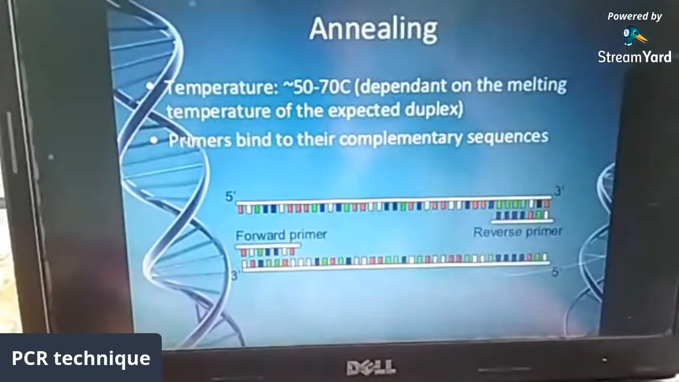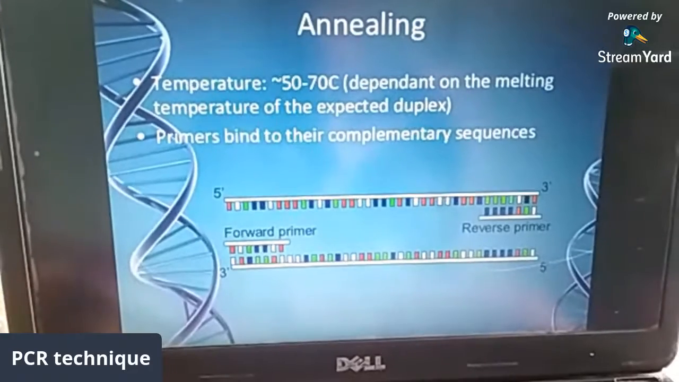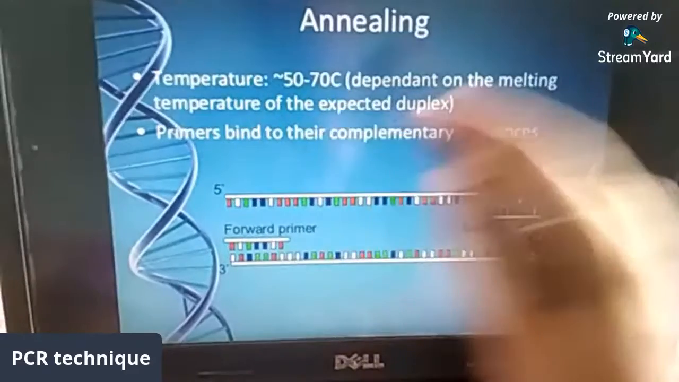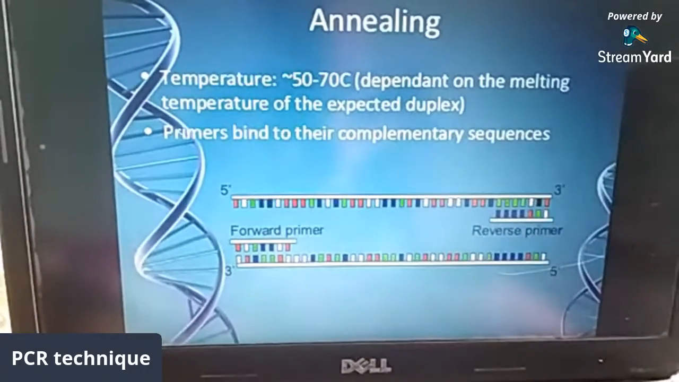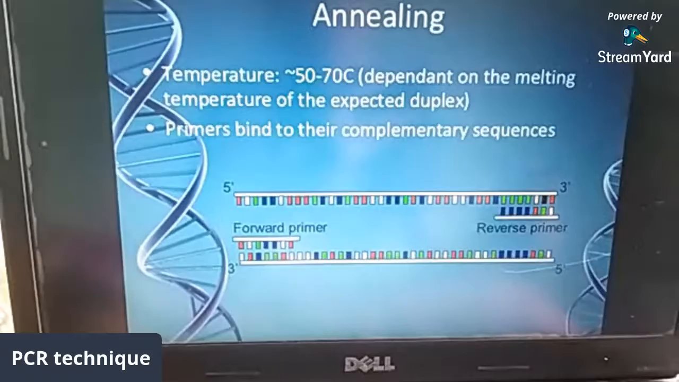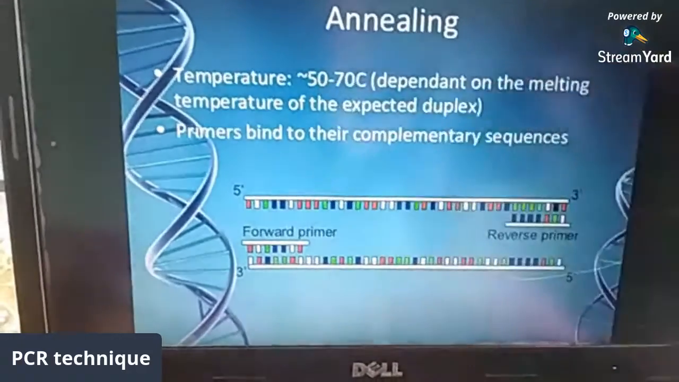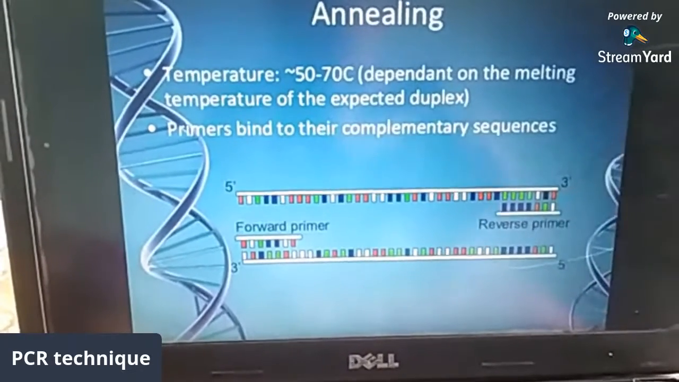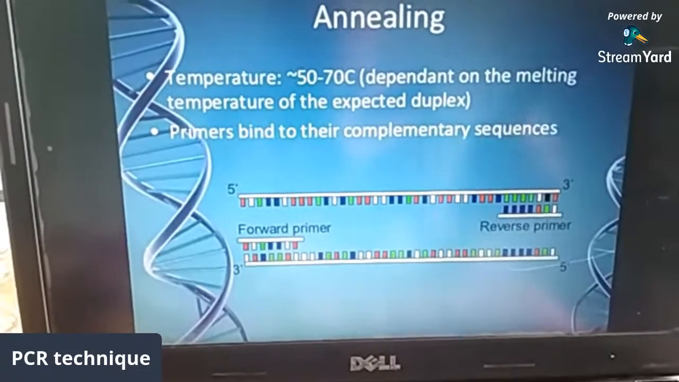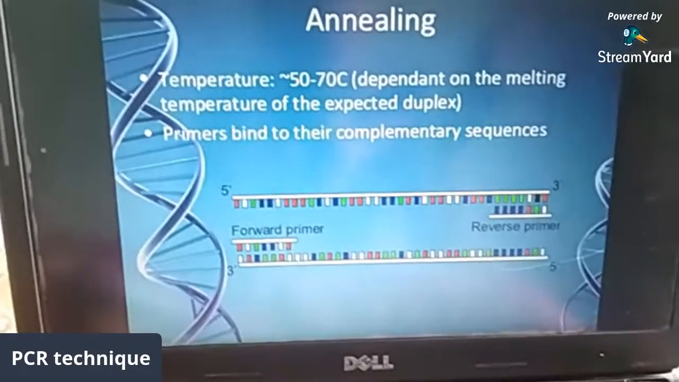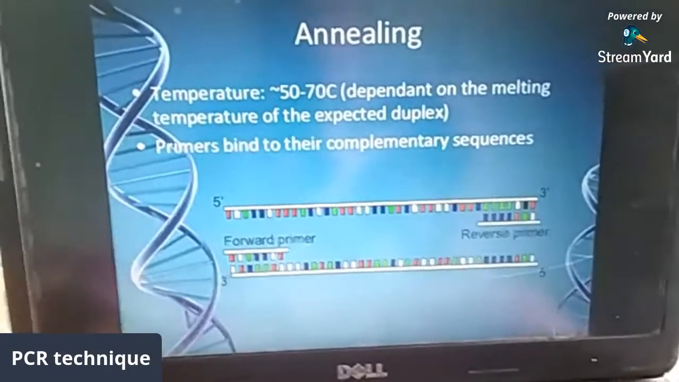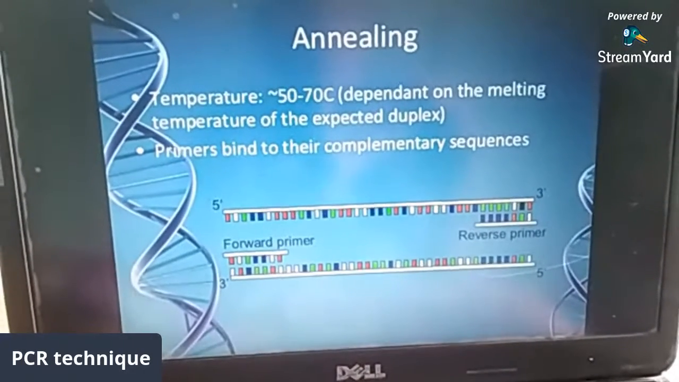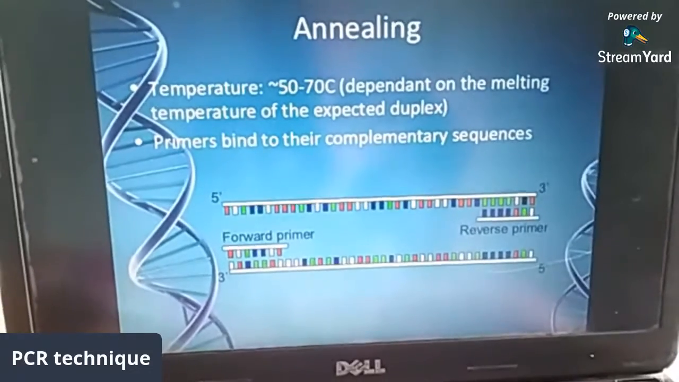Next one is the annealing. What is the meaning of the annealing? Here we need a temperature of approximately 50 to 70 degrees centigrade, and you have to write this exact range of temperature, otherwise your answer will be incorrect. I am repeating again and again because this whole process is temperature sensitive, so please remember the exact range of temperature.